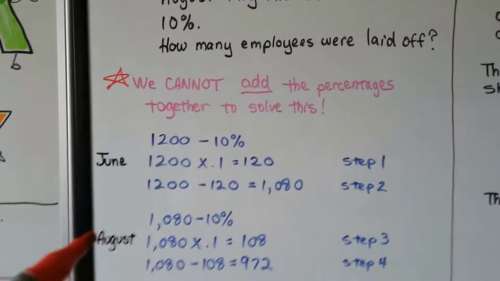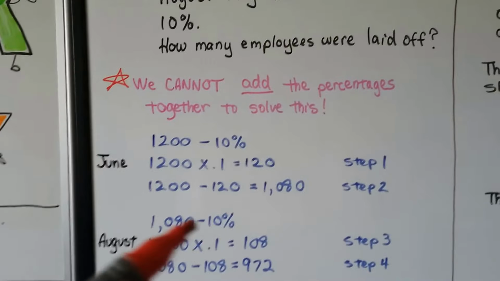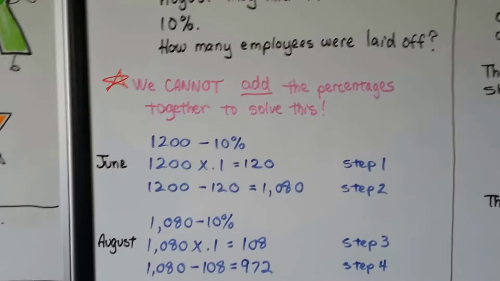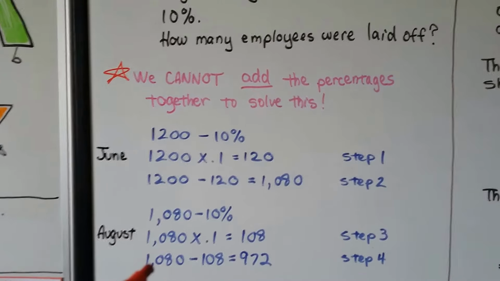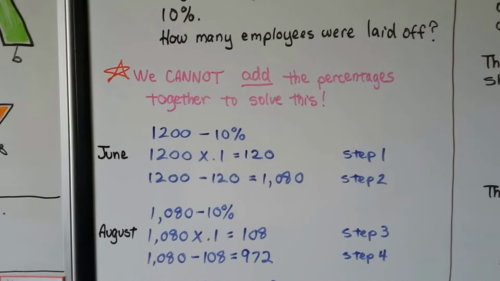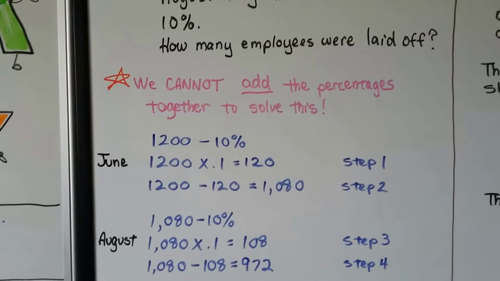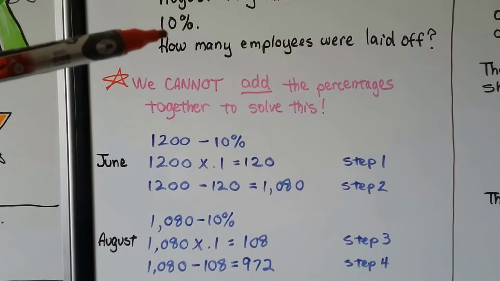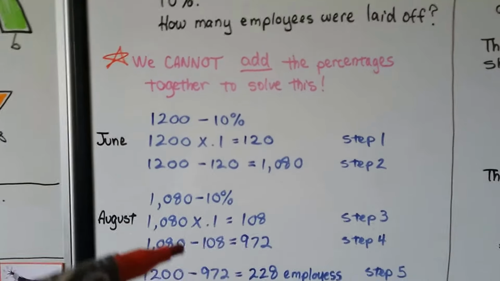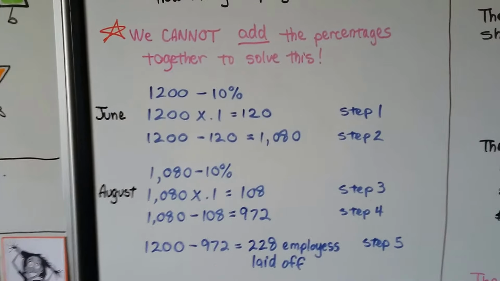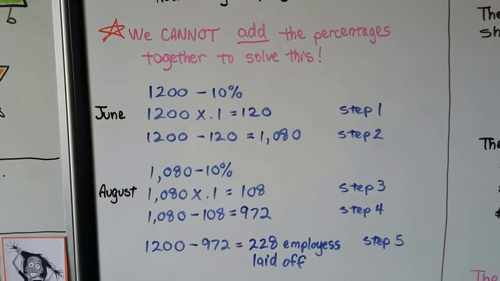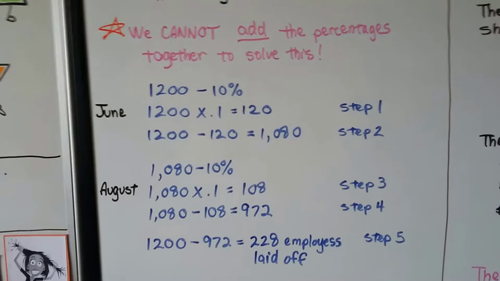Then in August, out of the 1,080 people, they took away another 10%. We find out that that's 108 people, and when we subtract it from the 1,080, that means there's 972 people left. Now it asks how many were laid off, not how many were left. So we need to take the 1,200 minus the 972 to find out that there were 228 employees laid off. Wow, there were 5 steps to that.